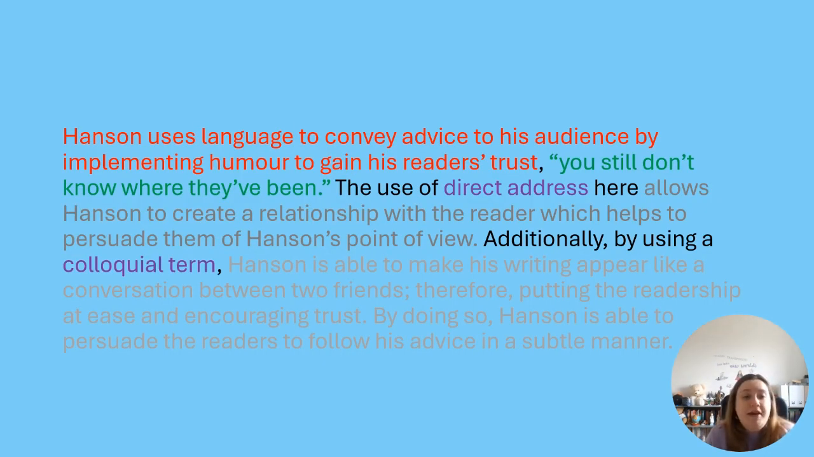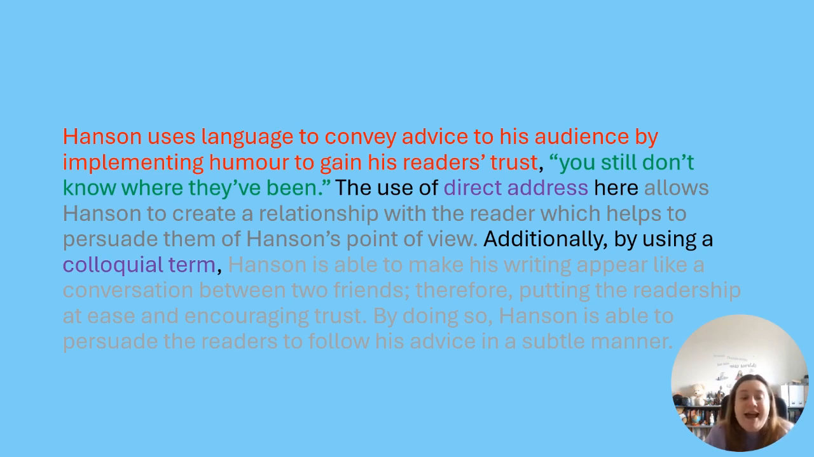So to start off with, I've made my point, but my point is actually being specific in terms of why Hanson is choosing to do something. So Hanson uses language to convey advice to his audience by implementing humour to gain his readers' trust. I'm then embedding my quotation. You still don't know where they have been. The use of direct address, so now I'm labelling, I'm talking about my methods here, allows Hanson to create a relationship with the reader, which helps to persuade them of Hanson's point of view. So the whole reason Hanson is writing is because he wants people to behave in the same way as him, because he's an etiquette expert. It's all about behaving well.